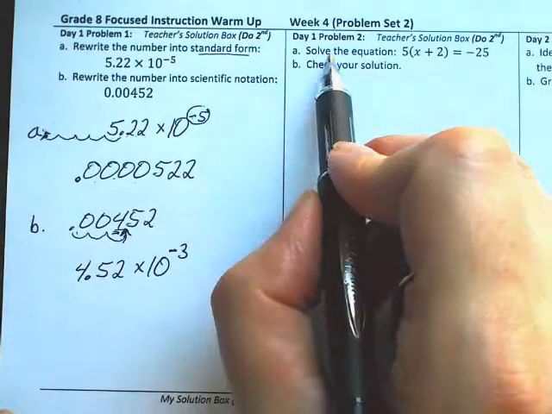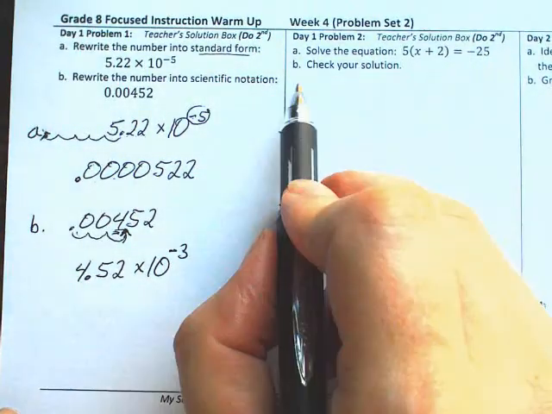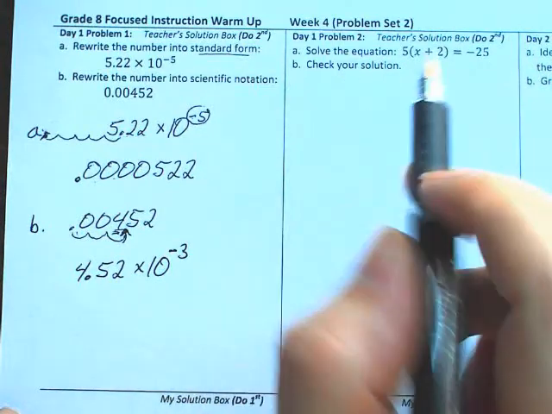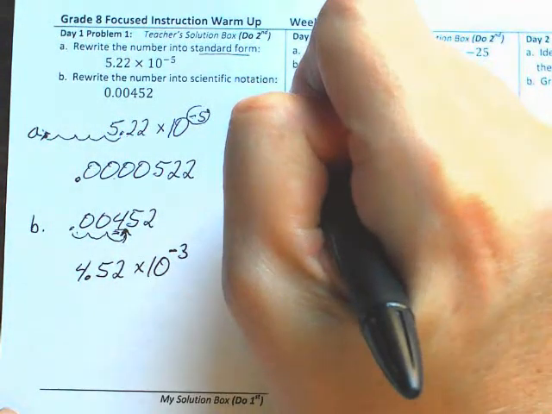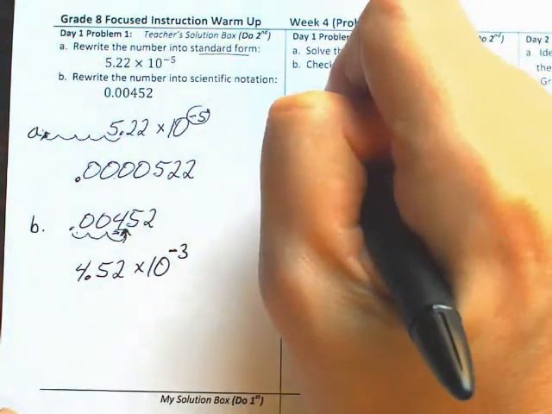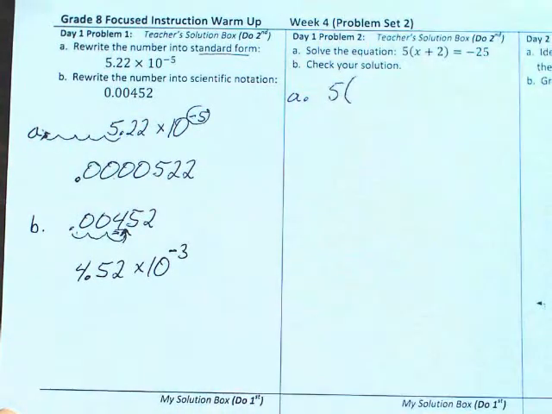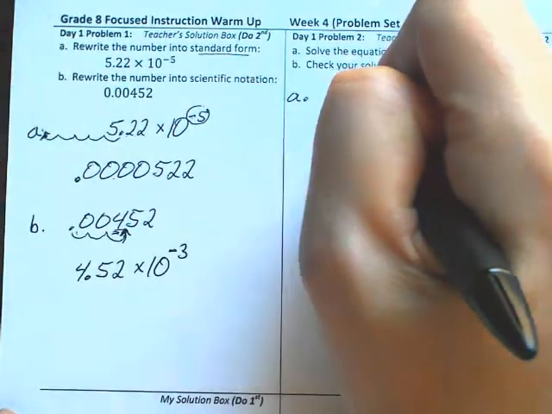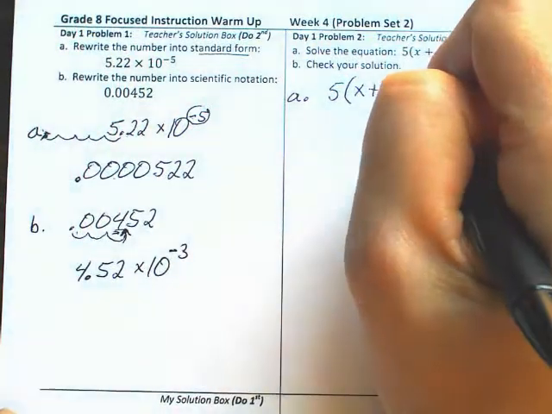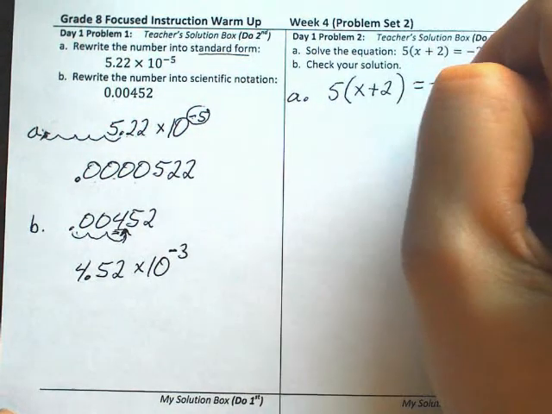Now, day 1, problem 2. Part A, solve this equation. And then in part B, check the solution. So part A. Let's start by rewriting that equation. 5 times the quantity x plus 2 is equal to negative 25.